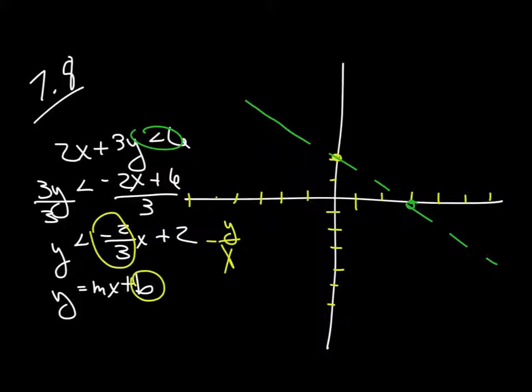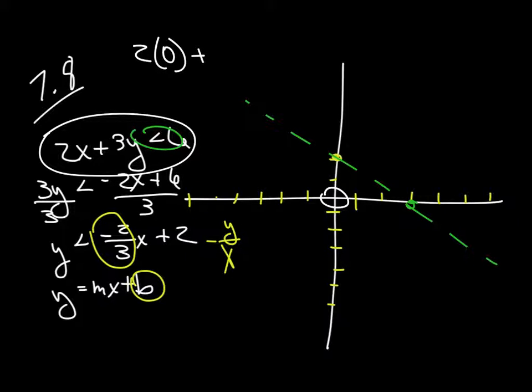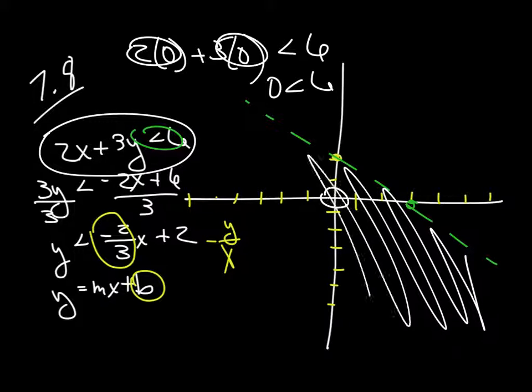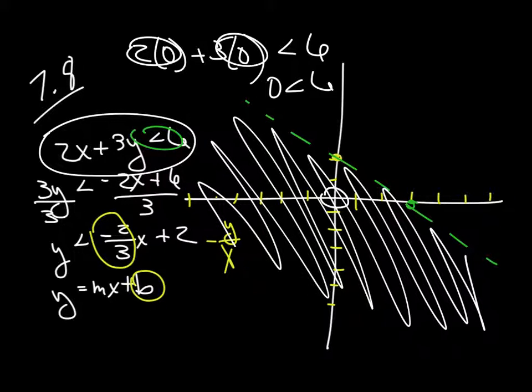So this is all old stuff that we did in the last lesson. Then we plug in a number on this side of the line. Let's say we put in 0, 0, so x is 0 and y is 0 into this equation. 2 times 0 plus 3 times 0 is less than 6. So 0 plus 0 is less than 6. Is that a true statement? Yes, it is. Because that's a true statement, everything below the line gets shaded. That's what we did in 7.7.